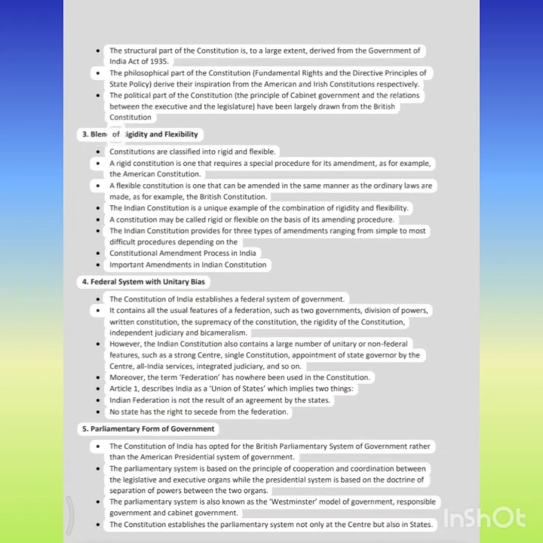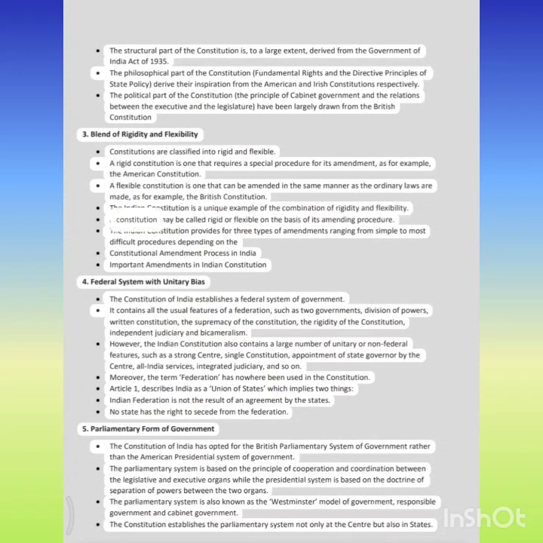3. Blend of rigidity and flexibility. Constitutions are classified into rigid and flexible. A rigid constitution is one that requires a special procedure for its amendment, as for example, the American Constitution. A flexible constitution is one that can be amended in the same manner as the ordinary laws are made, as for example, the British Constitution. The Indian Constitution is a unique example of the combination of rigidity and flexibility.